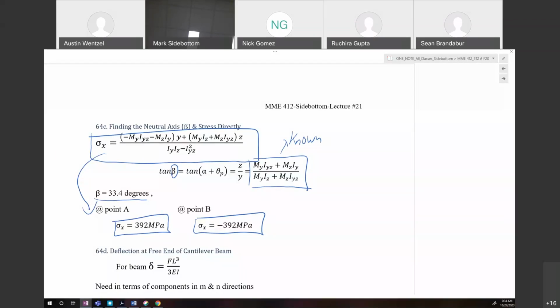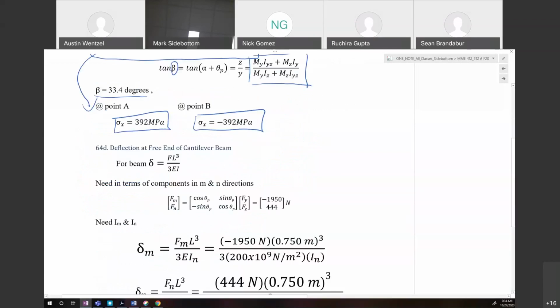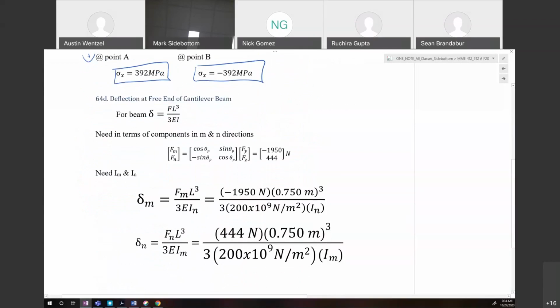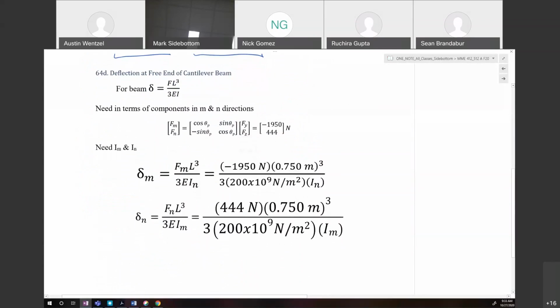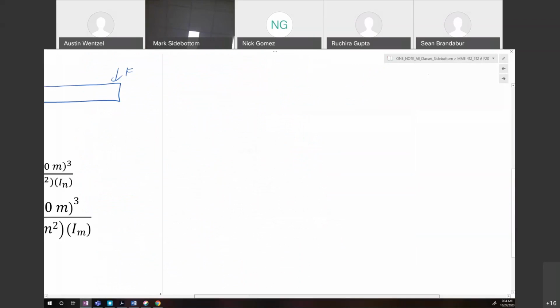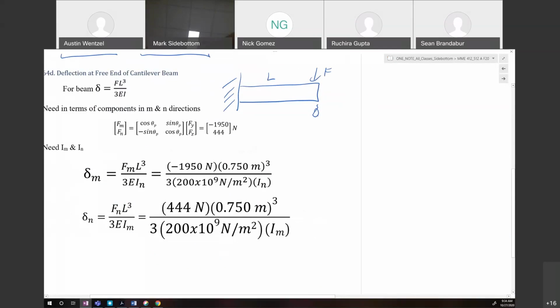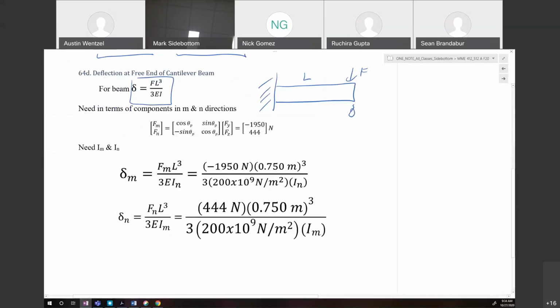The last part of the problem is to find the deflection at the free end of the cantilever beam. For a cantilever beam where we have a force being applied at the end of the beam, we know that the deflection at the end of the beam is equal to the force times the length cubed divided by 3 times the moment of inertia times the elastic modulus.